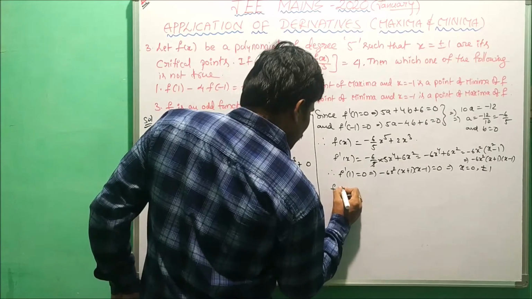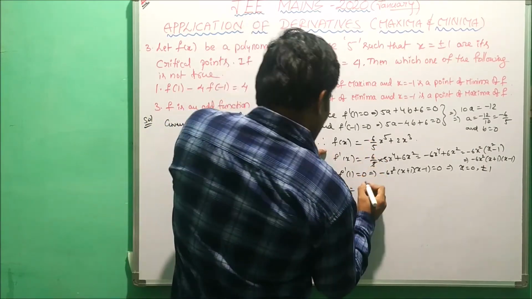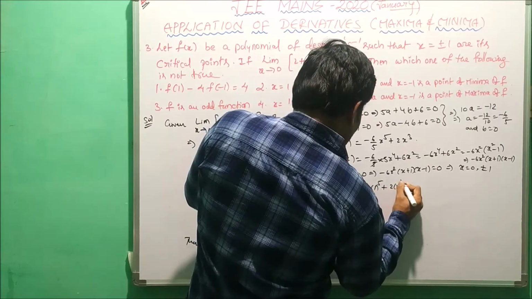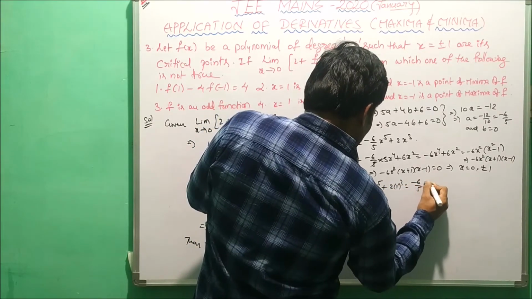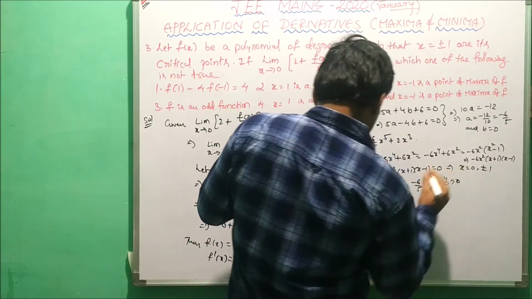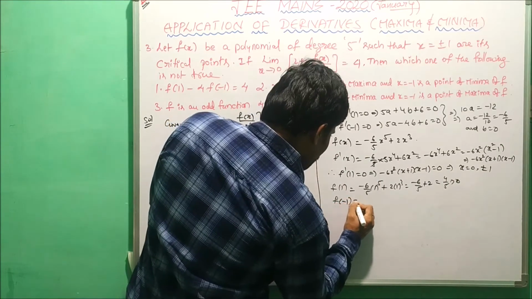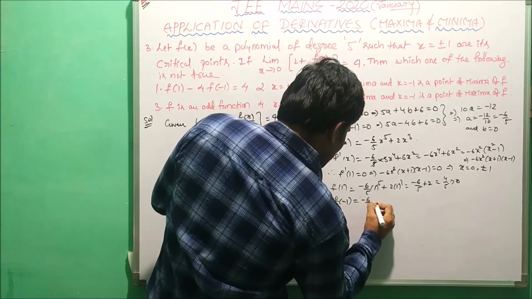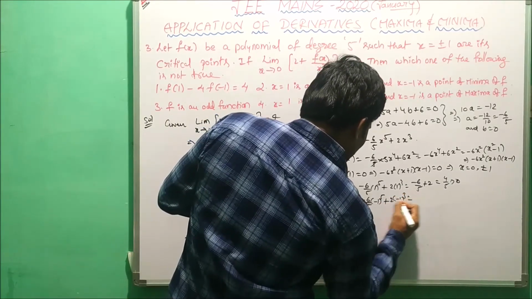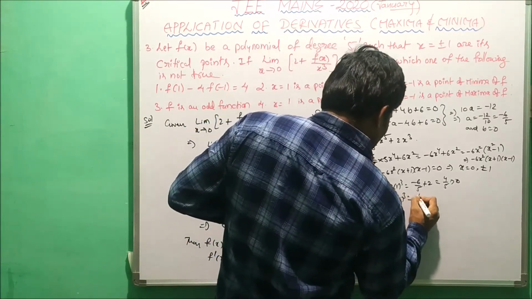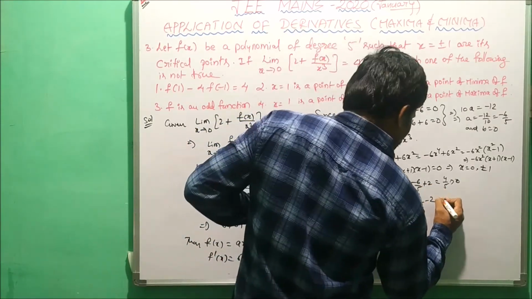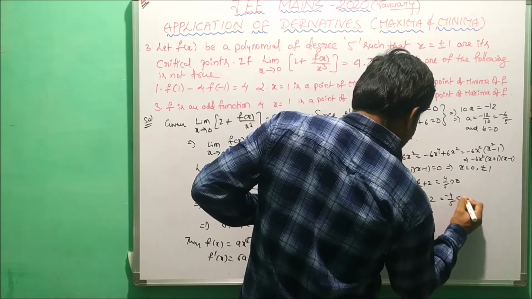So f(1) = -6/5 · 1^5 + 2 · 1^3, so -6/5 + 2. So (10 - 6)/5, that is 4/5, which is positive. And f(-1) = -6/5 · (-1)^5 + 2 · (-1)^3. In this, -6/5 · (-1) is +6/5, and this is -2. So (-10 + 6)/5, so -4/5, which is less than 0.